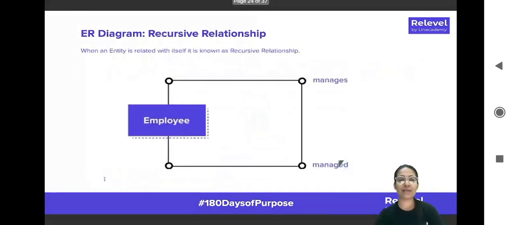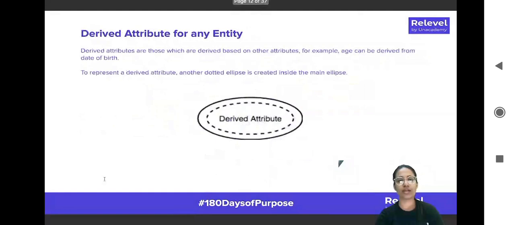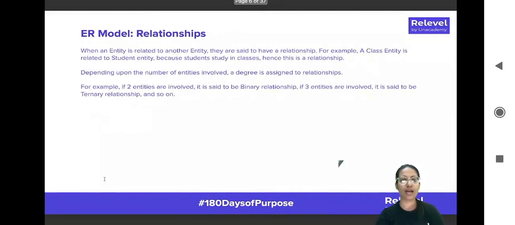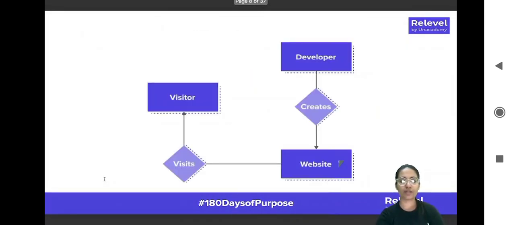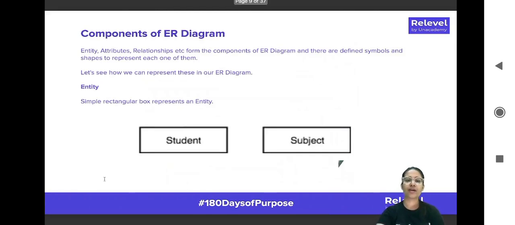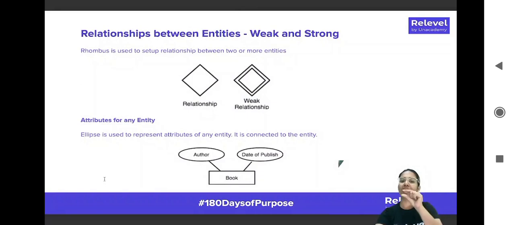So just to quickly summarize what we did today, I'll move back to the start. This is a basic diagram where we represented entities, attributes and relationships. We talked about how an entity is in a rectangular box. Then we talked about weak and strong relationships, and we'll go deeper into this later. Then we talked about attributes. So entities are in a rectangular box, relationships in a rhombus, and attributes in an ellipse.